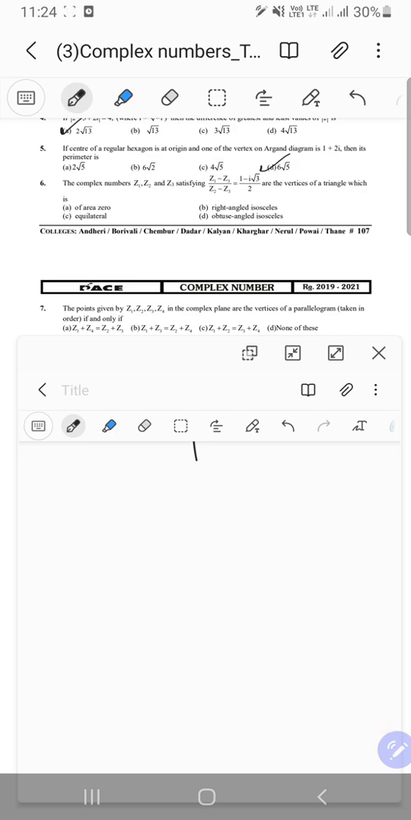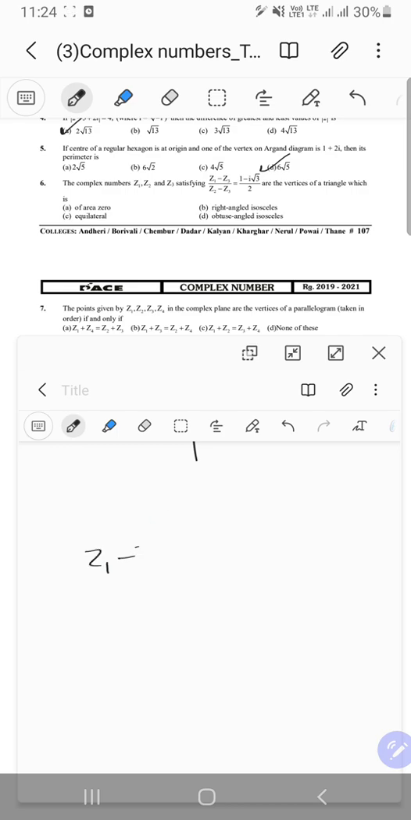Complex numbers z1, z2, z3 satisfying (z1 minus z3) upon (z2 minus z3) equal to (1 minus i square root of 3) upon 2 are the vertices of a triangle which is... Okay, that's kind of weird. Okay, this is not nice. Z3. Now if I think about it, it's not that bad. Come on, think about it. We got everything in terms of z3, right?